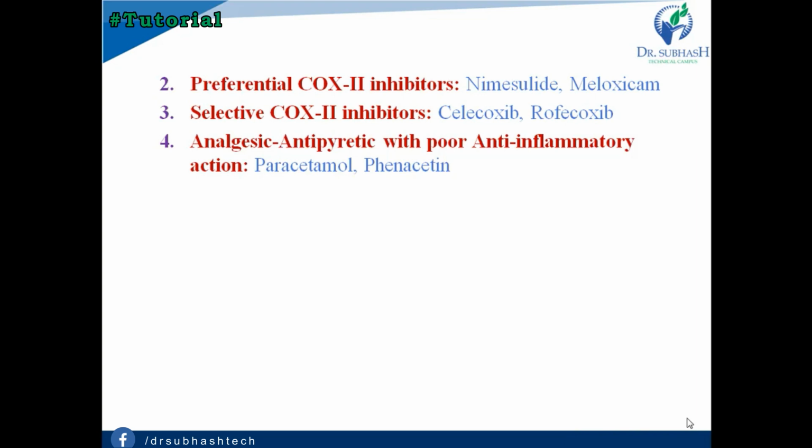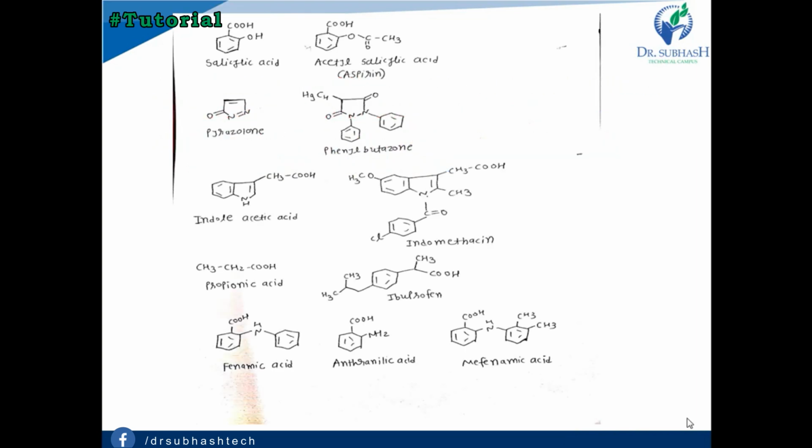Now we will see at least one structure of each category. The first class is non-selective COX inhibitors, and in that the first category is salicylic acid derivatives, and you know the structure of salicylic acid very well, which is a benzene ring having a carboxylic acid group and a hydroxyl group at the ortho position, and the hydrogen of the hydroxyl group is replaced by an acetyl group and results in acetyl salicylic acid, which means aspirin. Easy?